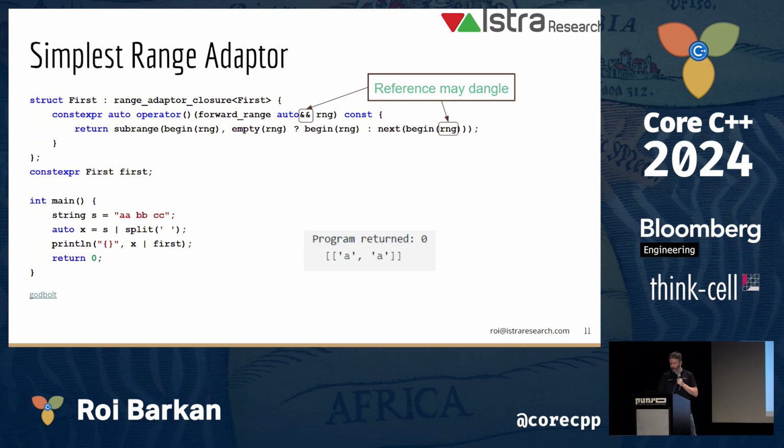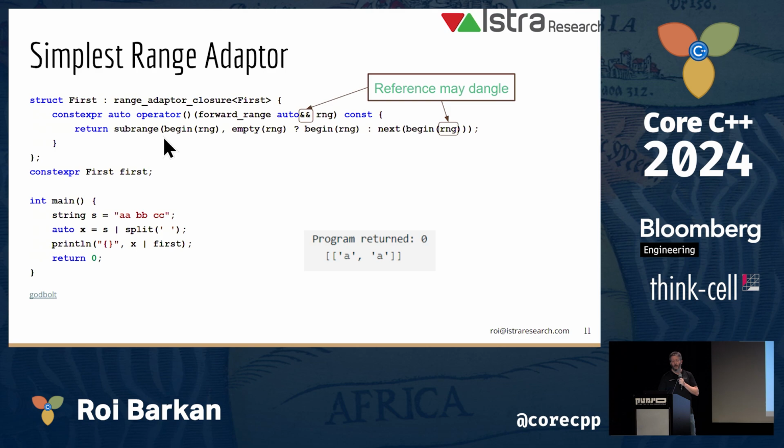Okay, so the issue is actually with these ampersands here, where I basically agree to take an input range either by value or by reference or by rvalue reference, and when the call operator gets called, the range might get destroyed immediately, right after the result is created.